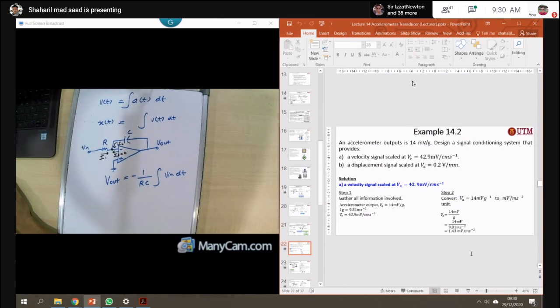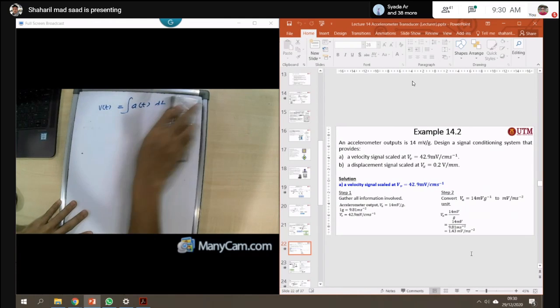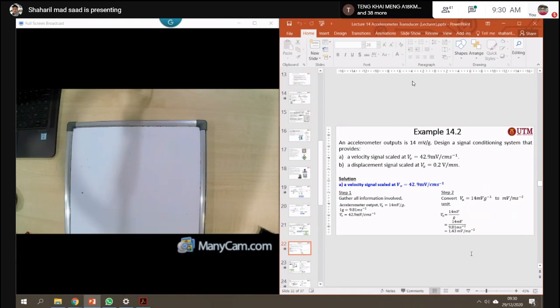All right. So let's look at example 14.2. An accelerometer output is 14 millivolt per G. Design a signal conditioning system that provides a velocity signal scale at VV equal to 42.9 millivolt per centimeter per second, and also that can provide a displacement signal scale at Vx equal to 0.2 volt per millimeter.